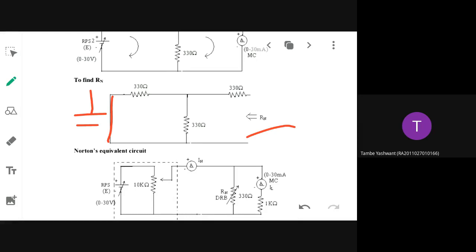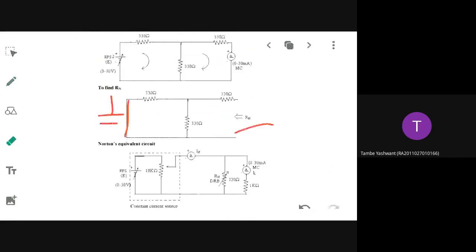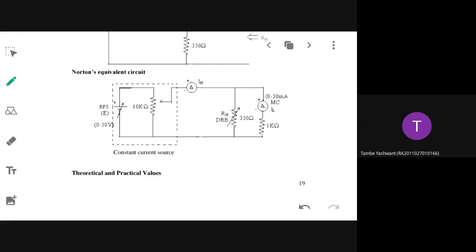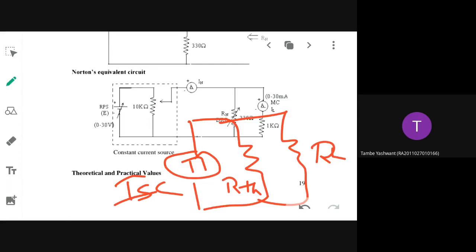Now next thing is you need to find out the Norton's equivalent. Norton's equivalent means you will be having one current source now in parallel with that R Thevenin. This is your RL. This is your ISC. So what is ISC? VOC means open circuit voltage. What is ISC? Short circuit current.